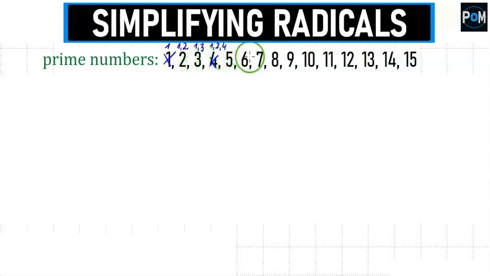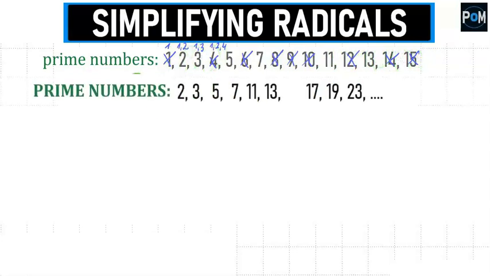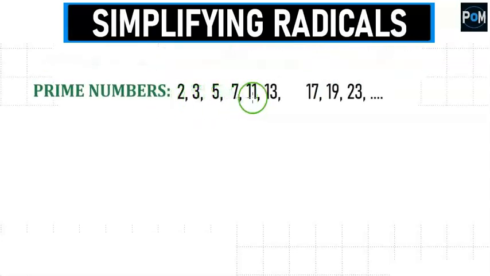And so on, we could continue checking. 6 is not a prime number, neither is 8, nor is 9. 10 and 12 are not prime numbers either. 14 and 15. Prime numbers are numbers 2, 3, 5, 7, 11, 13, 17, 19, 23, and so on. For most examples, however, these numbers here should suffice.